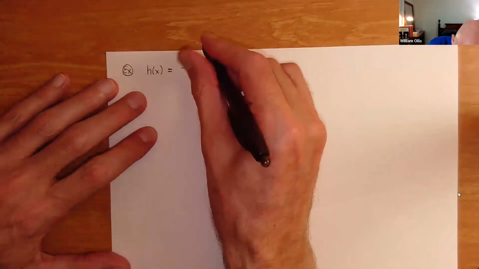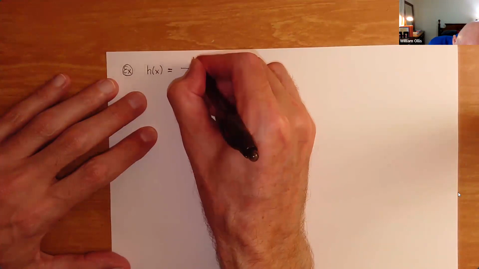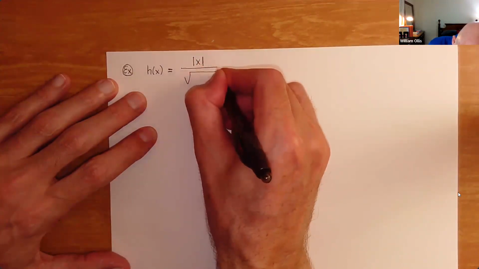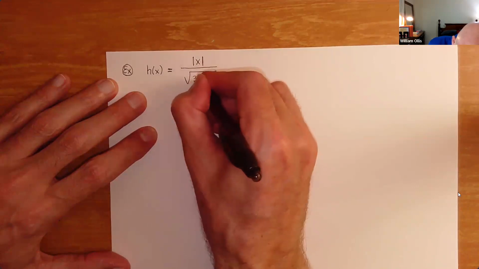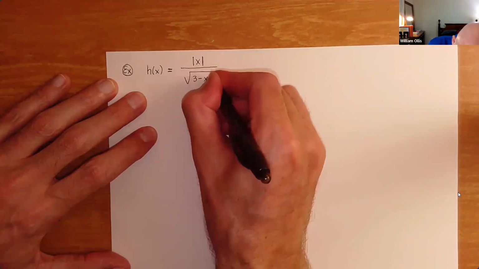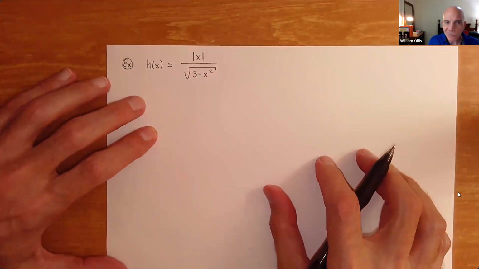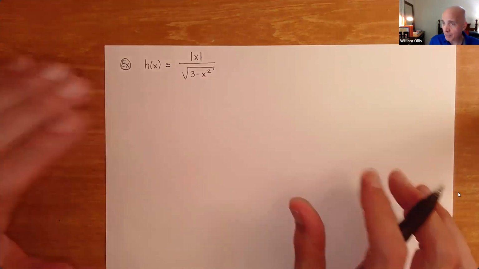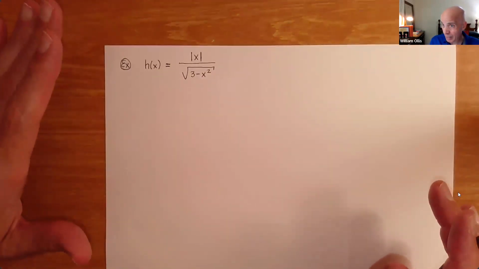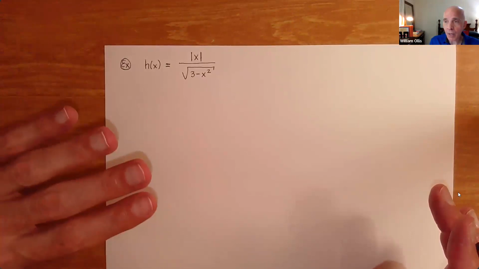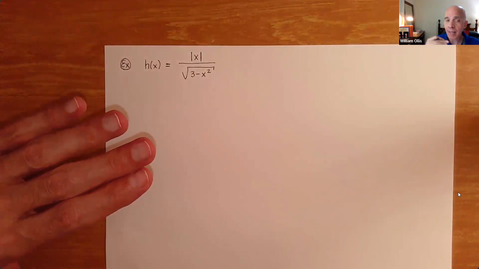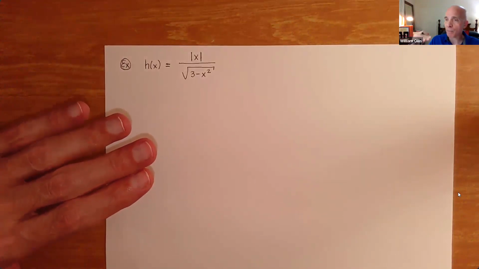So we'll have the absolute value of x divided by the square root of 3 minus x squared. Okay? So what we want to do is determine even, odd, or neither. Just remember, you check the domain first, see what that is. And then from the domain, you can go to part 2 if you have a symmetric domain.